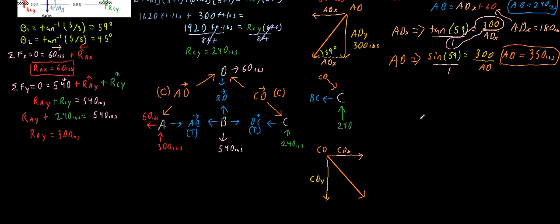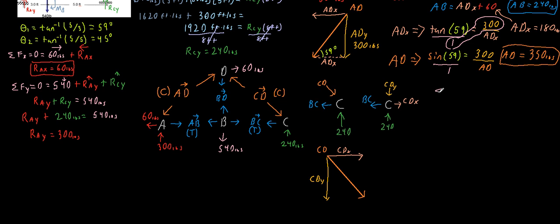The next thing we're going to do is redraw our free body diagram for joint C. We still have 240 pounds going up, right? And we still have BC going to the left. But instead of drawing CD down and to the right, we'll draw CDY going down, and we'll draw CDX going to the right.